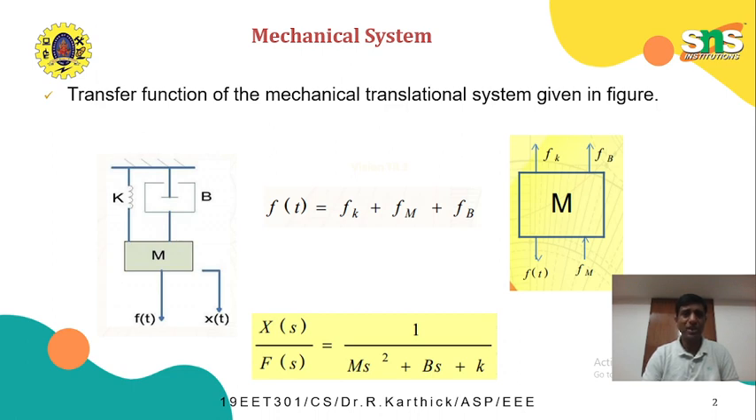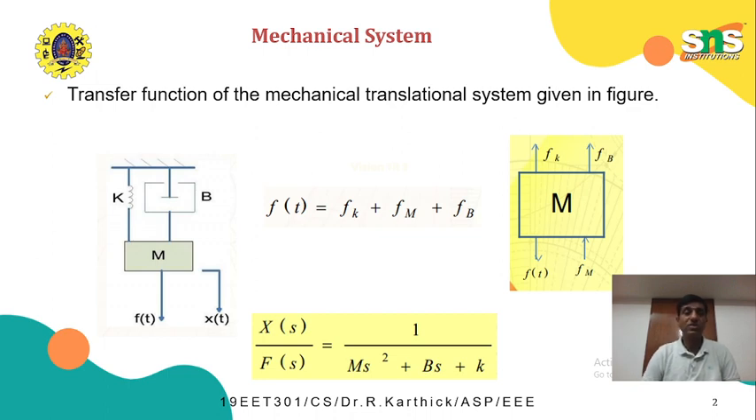Now we put it all together. I have shown you an example of all three elements acting together, and in order to find the final transfer function, that is output by input, the output is the overall displacement given by x of s, and the input is nothing but the applied force f of t, which is given by f of s. Now this concludes the modeling of the basic mechanical system.